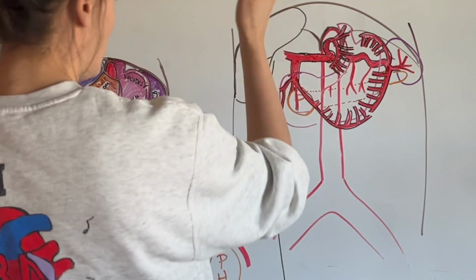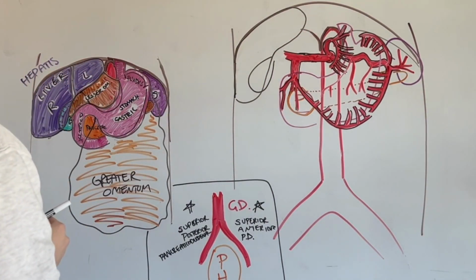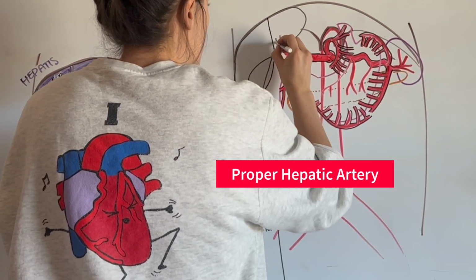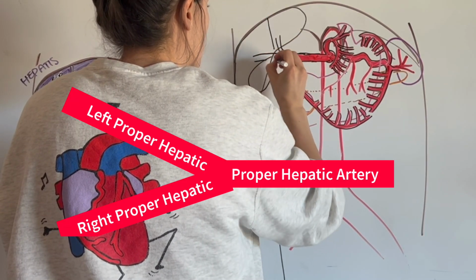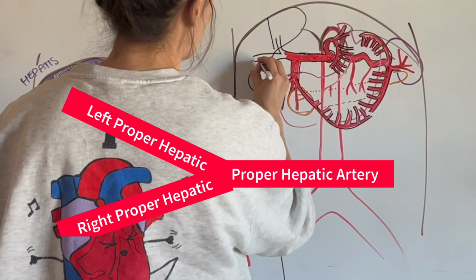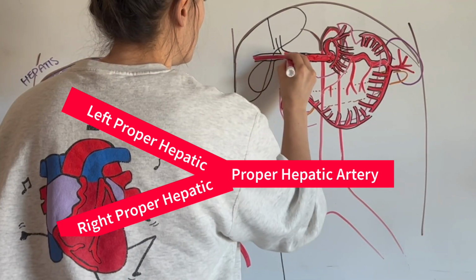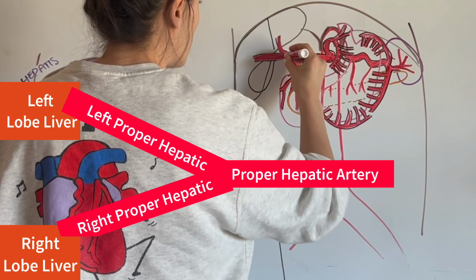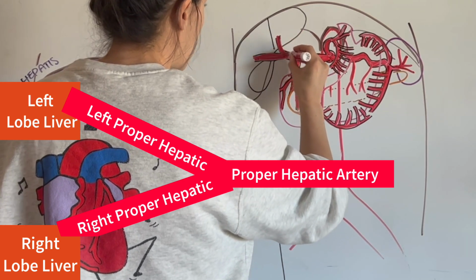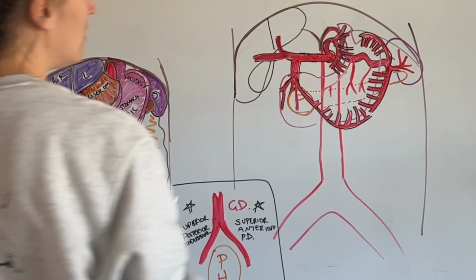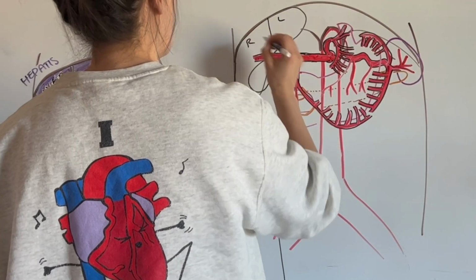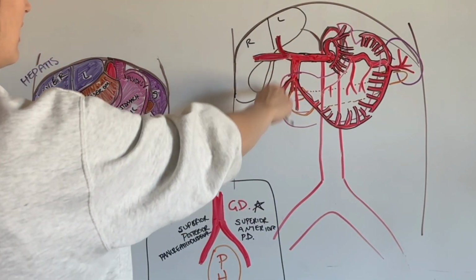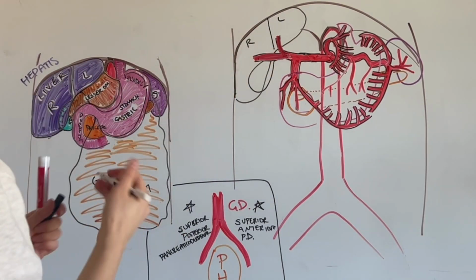Okay, so we have to continue on with the proper hepatics. Proper hepatics will split into a right and a left proper hepatic artery. One goes towards the right lobe of the liver, anatomical right lobe, and then one goes to the left anatomical lobe. So this would be our left, and this would be our right. So this is our left proper hepatic artery and our right proper hepatic artery.